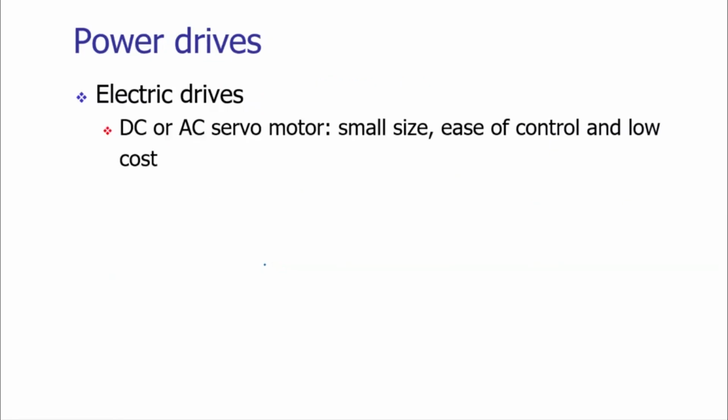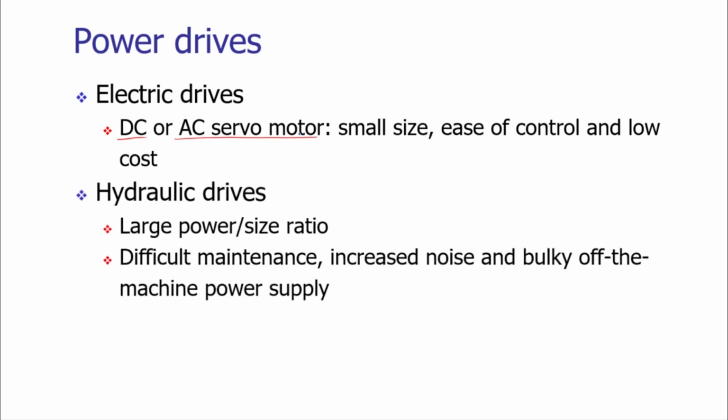The NC machine tool configurations can also be classified based upon the drives, whether we are using DC or AC servo motor drives. These are the electrical drives. Or we can have the hydraulic drives. For example, the CNC based shaping machines use hydraulic drives. Hydraulic drives provide very large power to size ratios. However, it is difficult to maintain the hydraulic drives because of the involvement of many devices.